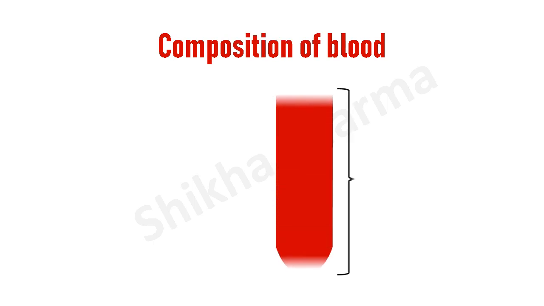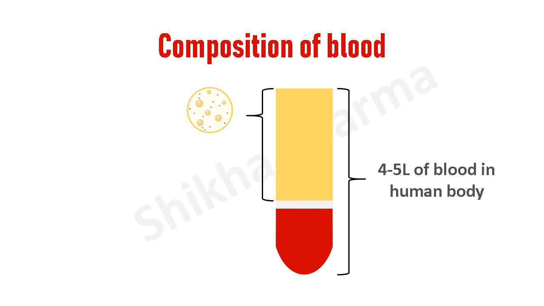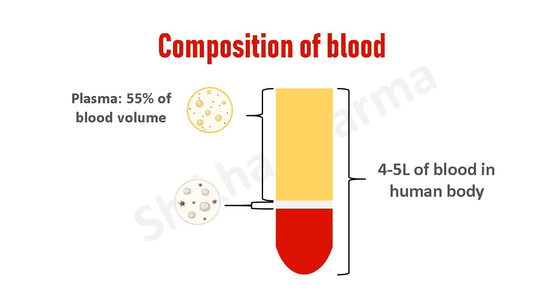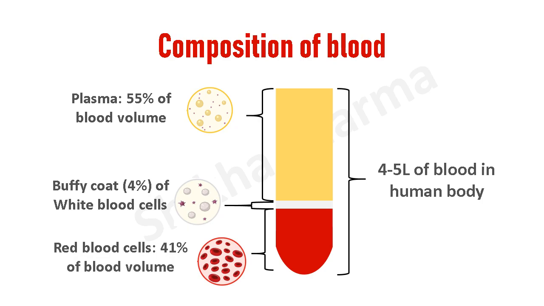We all have 4 to 5 liters of blood in our body. Upon centrifugation, it gets separated into components. Plasma makes up about 55% of the blood volume. White blood cells and platelets constitute 4% of the blood volume. Red blood cells constitute 41% of the blood volume. Let's discuss separately each of these components.